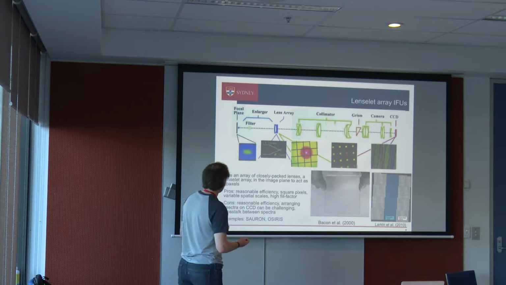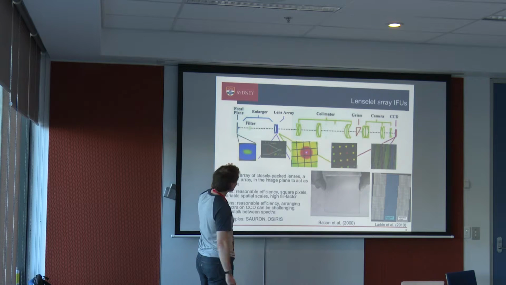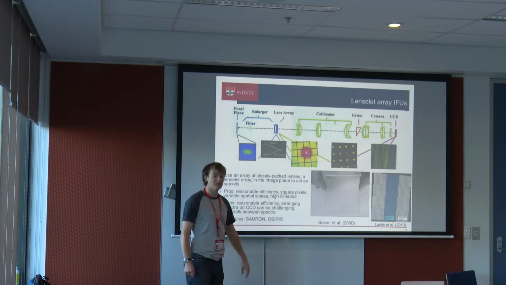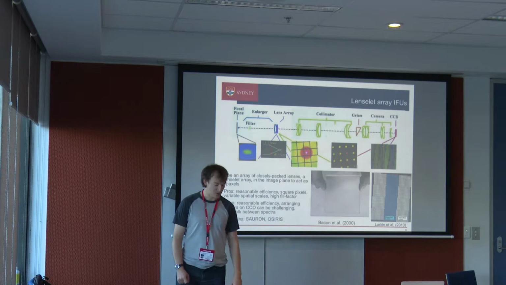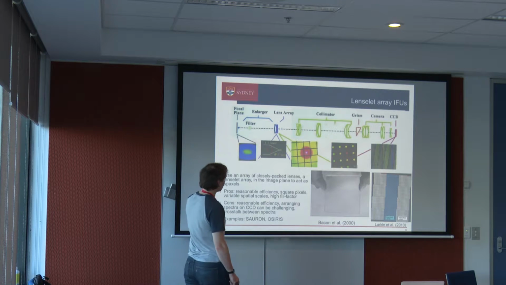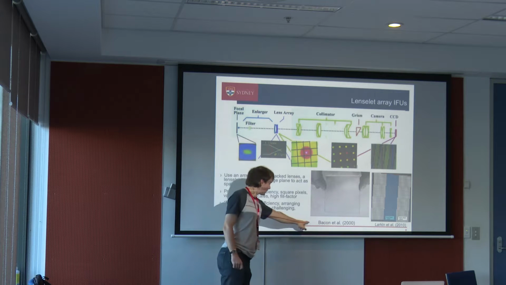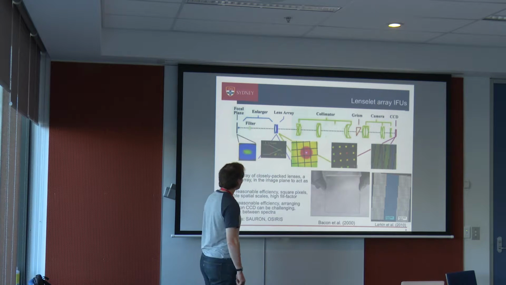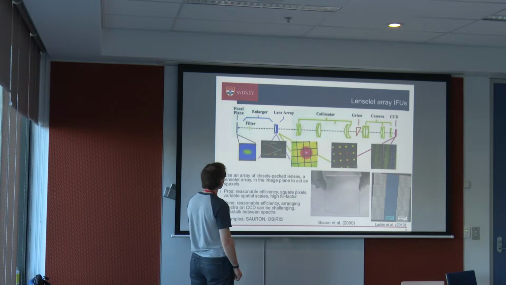This is the optical path for SAURON, which is one of the earlier IFUs. It's an instrument I worked on as part of my PhD, so it's dear to my heart. But it's a very nice graphic from this paper, Bacon et al. 2001, showing you how lenslet-based IFUs work.